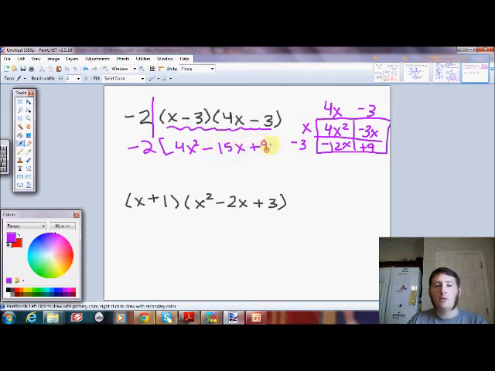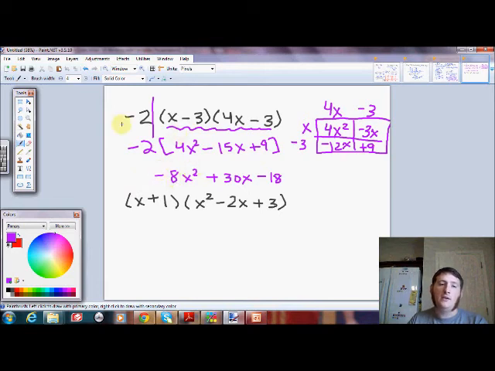plus 9. And I would hope that if you tried the problem and made it that far, then you would just distribute the negative 2 and be done. So it'd be negative 8x squared plus 30x minus 18. And that would be it for that problem.